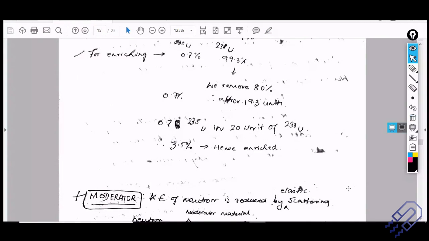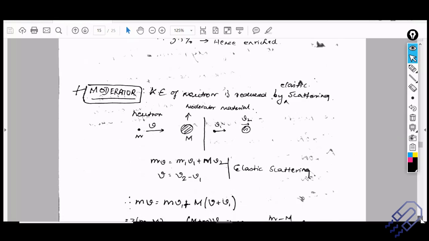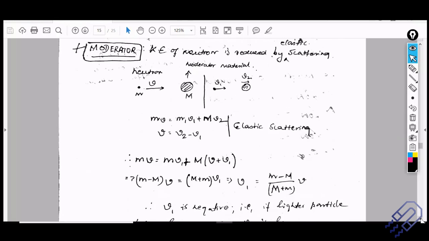Next, let's go to the topic of moderator, and let's see what additional thing we can learn. There is a bit of maths here, but this is very simple. We have a moderator which we use to slow down the neutrons for the nuclear reactors. If the kinetic energy of the neutron is too high, we can reduce it, and this can be done by elastic scattering.